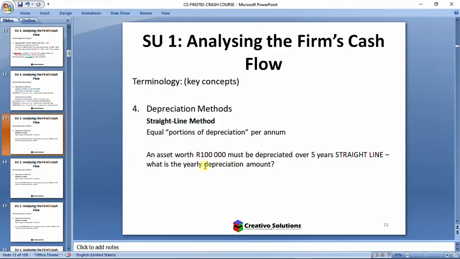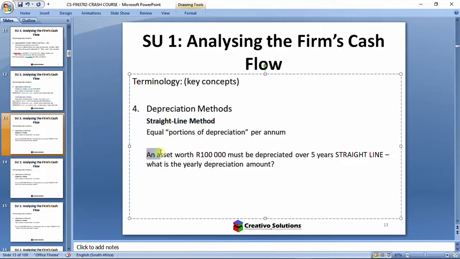Here's an example just to practice to make sure that you can calculate these amounts. I want to know what's the yearly depreciation amount for this particular asset. Grab a calculator, do a quick little working, tell me what you get. 20,000. Good. There's two ways of doing it. You could have taken the 100,000 and divided by 5, or you could have gone with 100,000 times 20%.